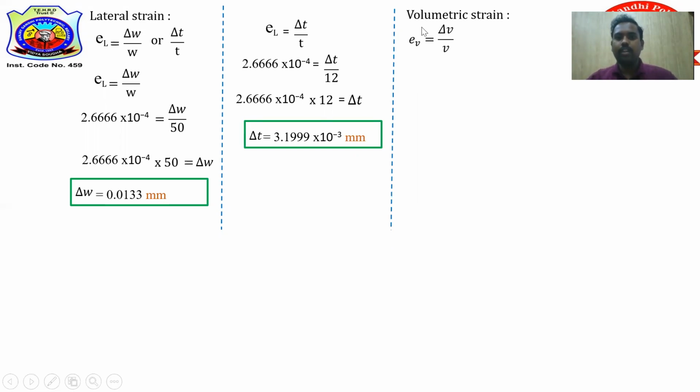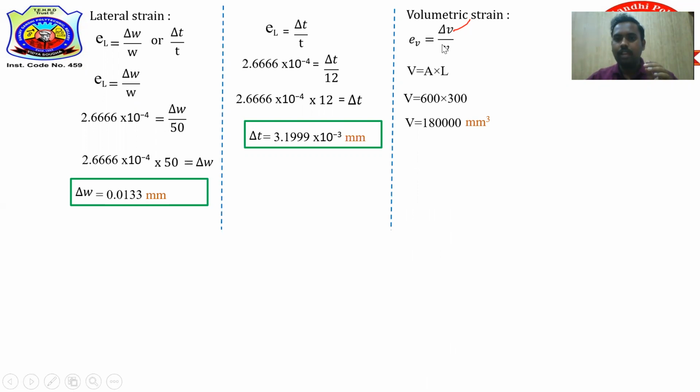So we are supposed to find delta V. In order to find delta V, I should find EV, the volumetric strain, and the volume. First I'll calculate the volume. V equals A into L. As we know the value of area and also the value of length, I'll get volume equals 18,000 mm cube. This is the value of volume.